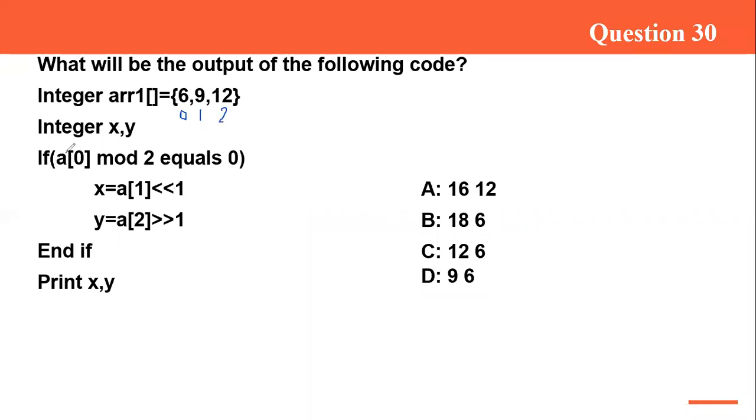Then integer x, if a of 0 mod 2 equals 0. What is a of 0? 6. 6 mod 2, is it 0? Yes. As it is 0, what are we doing? We are moving a of 1 towards, which shift? Left shift. Right? a of 1, left shift. 9, left shift once. Whenever we are doing left shift, what will we do? We multiply the number by 2.